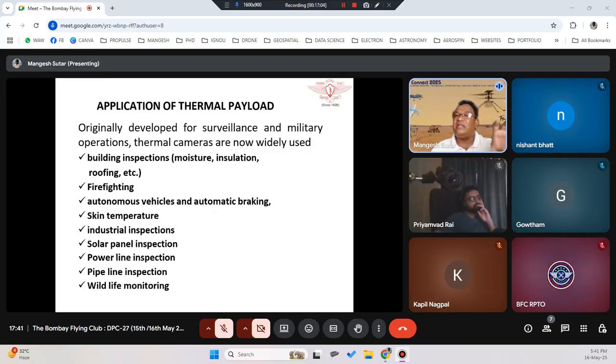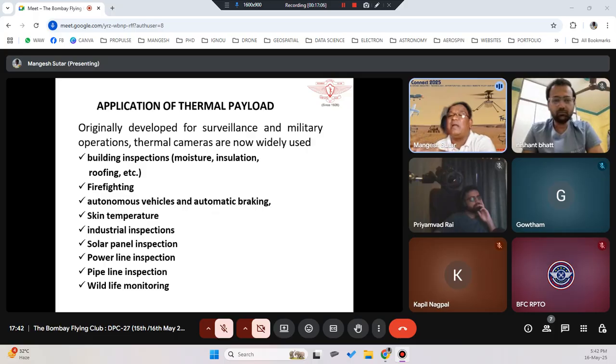Because normally when you take RGB footage of a pipeline, you only see a pipeline, but you do not know how corrosion has happened from the inside, or how damage has happened to it. So thermal images give you a different perspective of the structure. Even in power line inspection, thermal inspection gives a different perspective. You will know where the wire is getting heated.